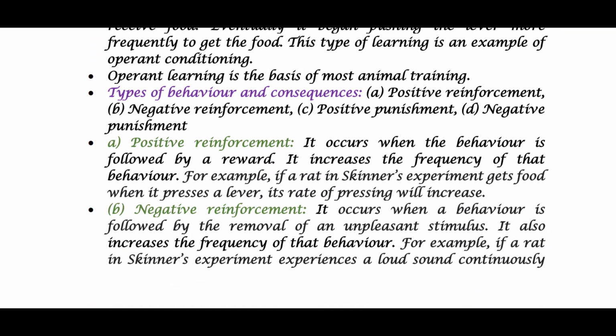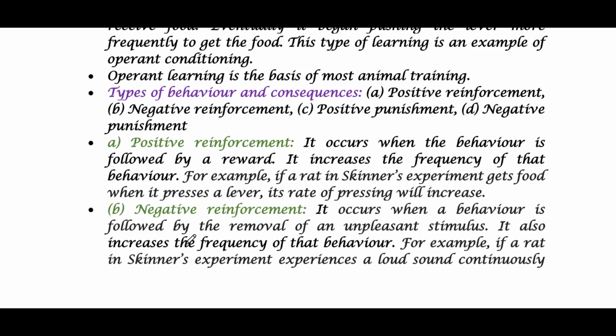Let's talk about them one by one. First is positive reinforcement. It occurs when the behavior is followed by a reward. It increases the frequency of that behavior. For example, if a rat in Skinner's experiment gets food when it presses a lever, its rate of pressing will increase. Negative reinforcement. It occurs when a behavior is followed by the removal of an unpleasant stimulus.